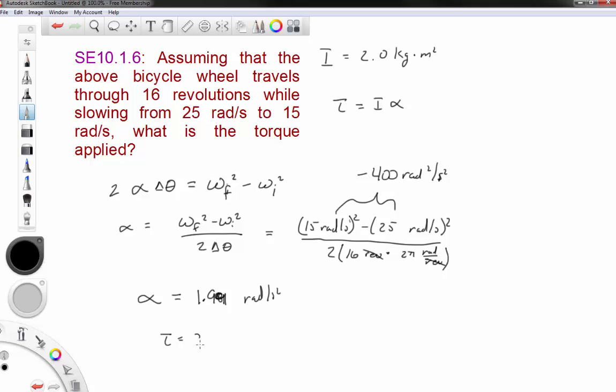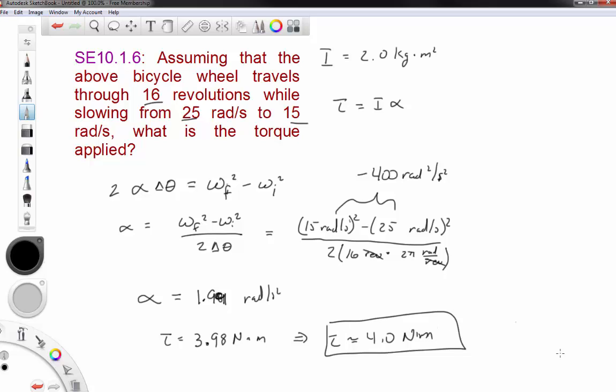So that would be 3.9788. And in fact, if we were to round off to 2 significant figures as warranted by these numbers, this would actually give us a total torque of approximately 4.0 Newton meters. So that is how much torque is needed to do this much work.